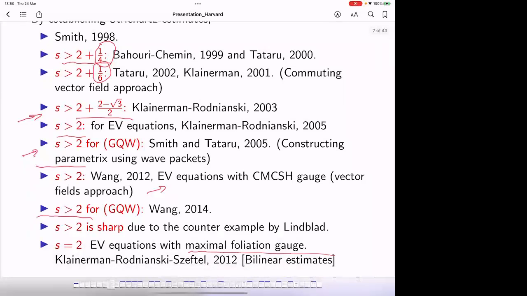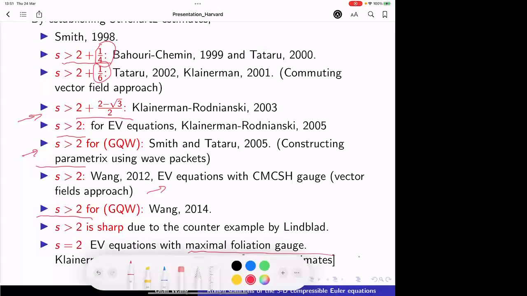It relies on a different approach, because the equation under this gauge verifies a null form condition. Due to this special structure, you expect to establish slightly better results, you can have bilinear estimates. Of course, that's quite difficult because it's for quasilinear equations. So they, for the first time, established a bilinear estimate for the quasilinear wave equation, and then achieved s equals 2 for Einstein under this gauge. So this is a very long work.